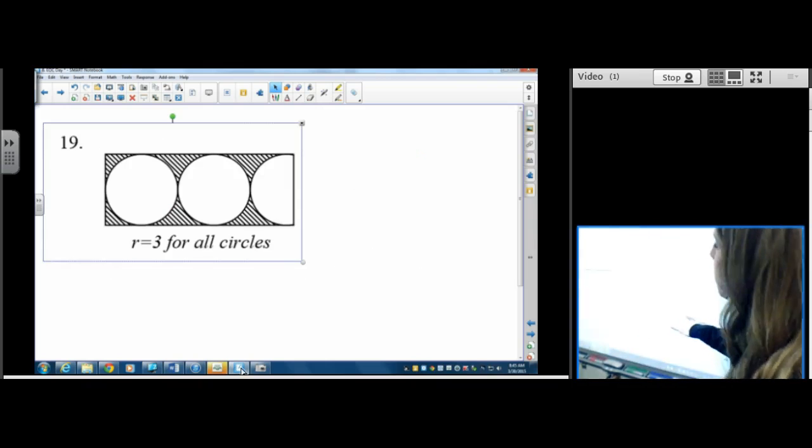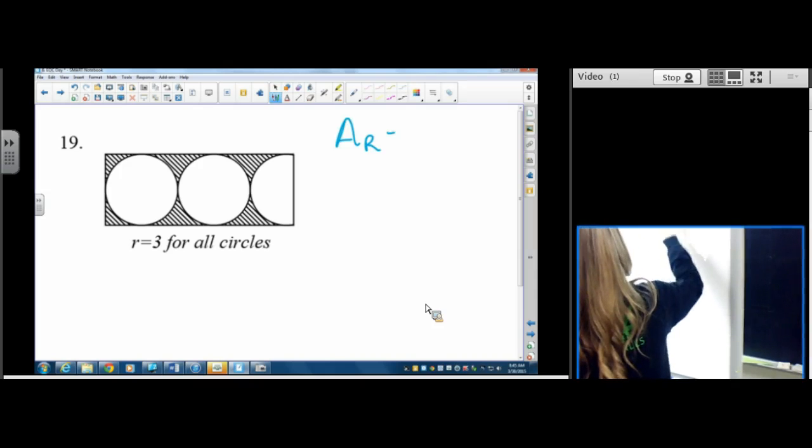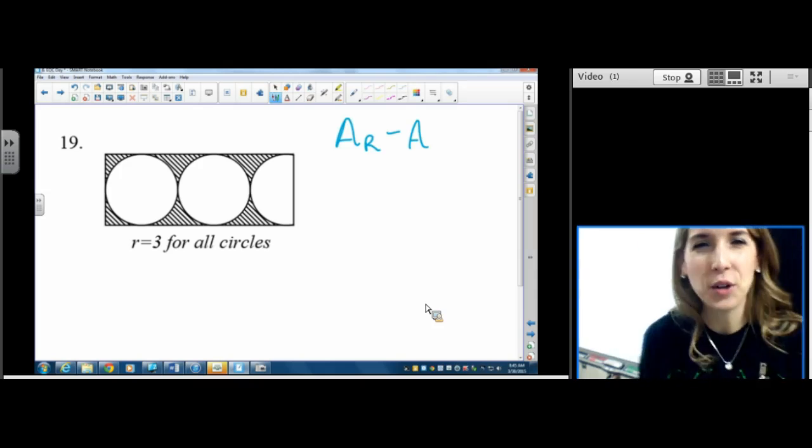19, this is a good one. We're doing the area of a rectangle minus the area of, how many circles do we have?